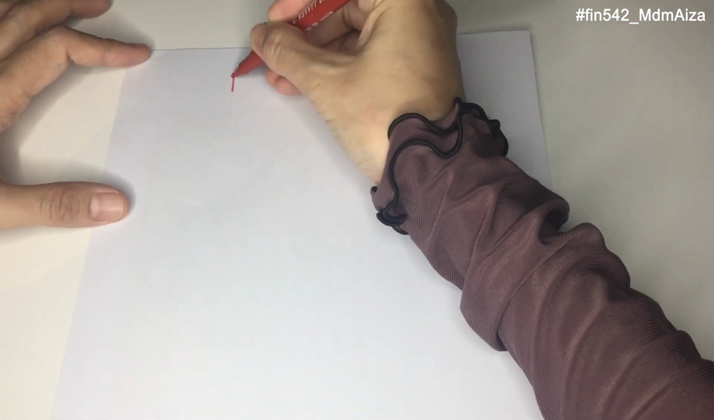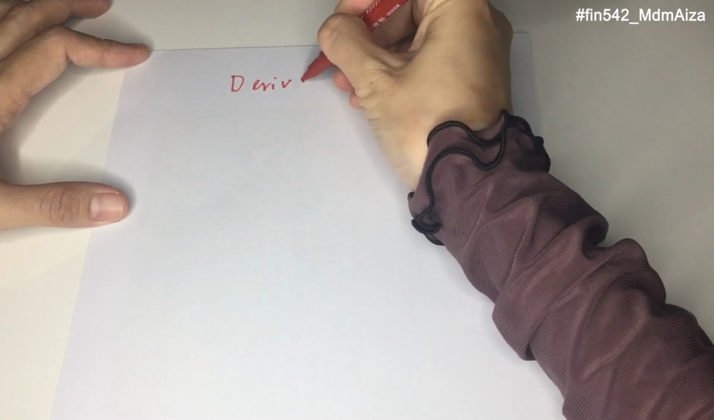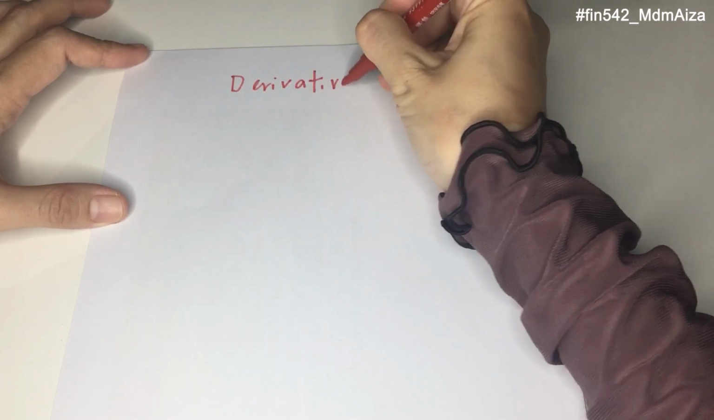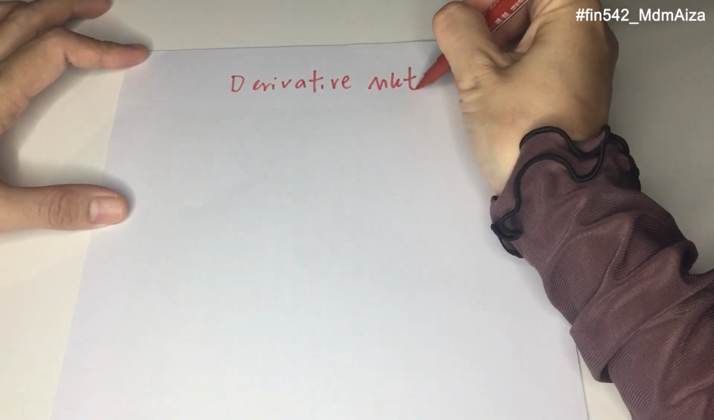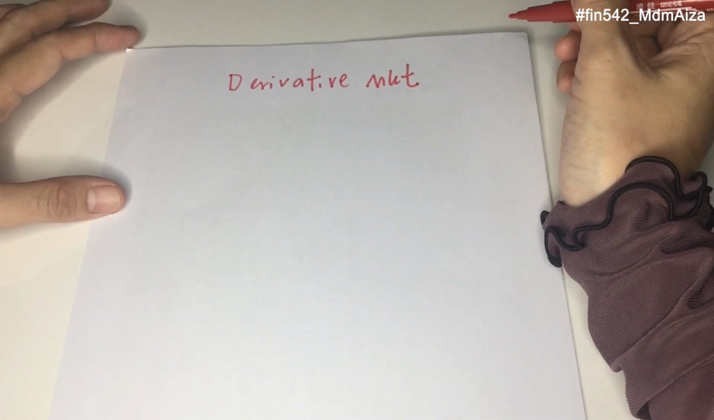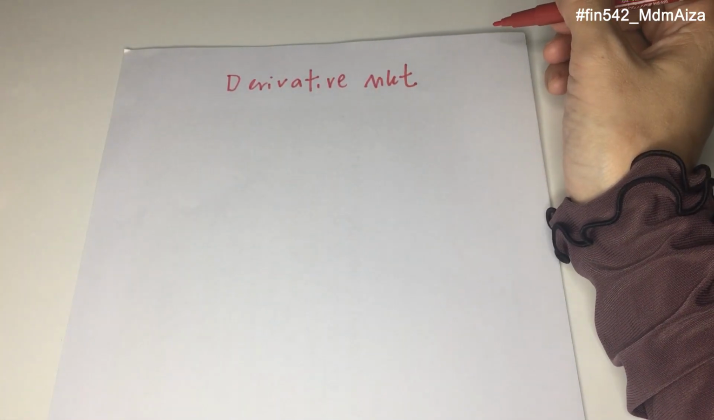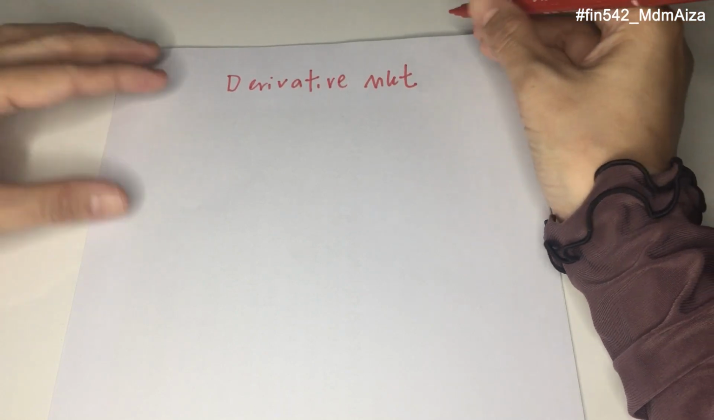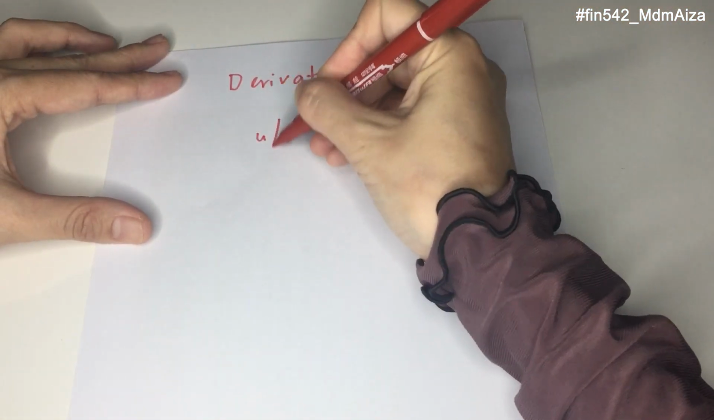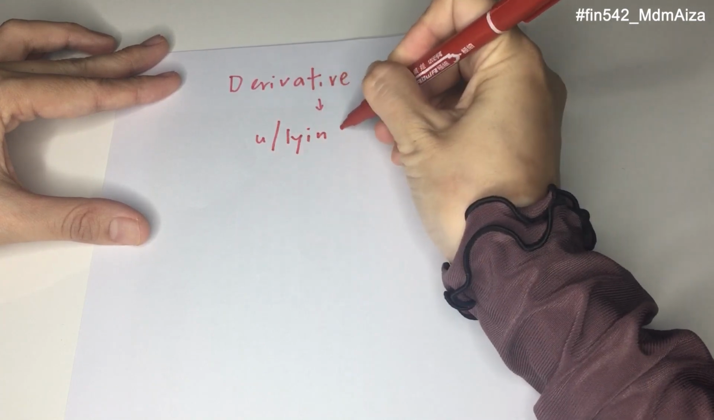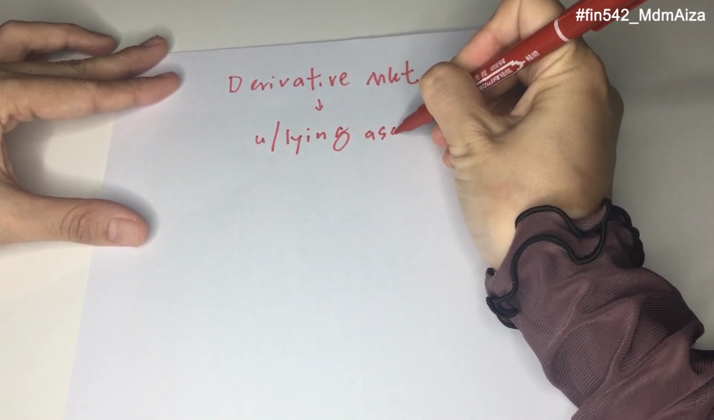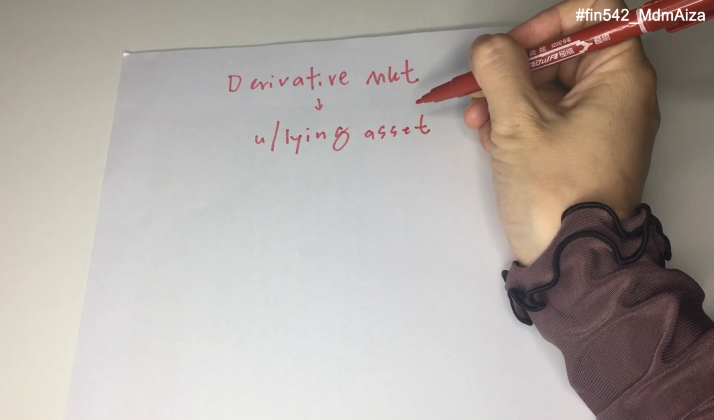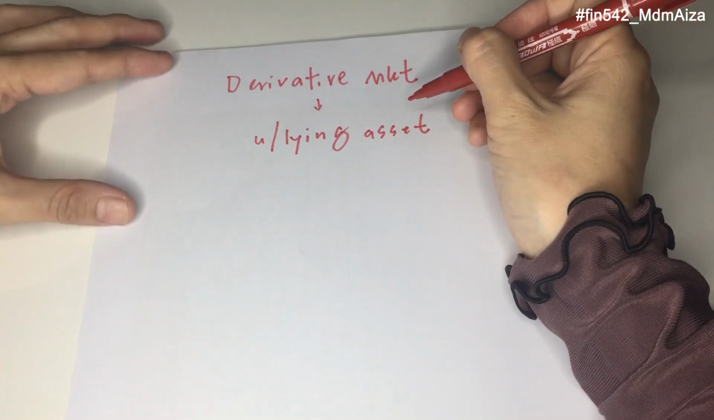Okay, derivative market. Now what is a derivative? Derivative is a financial security with a value that relies upon or is derived from an underlying asset. Okay, an underlying asset. What are the examples of underlying assets?